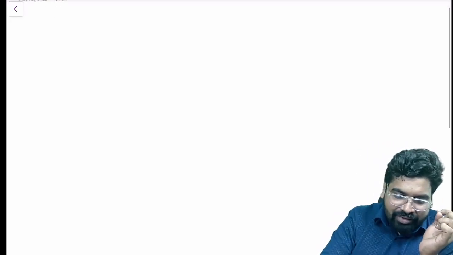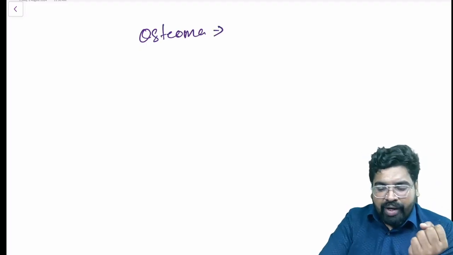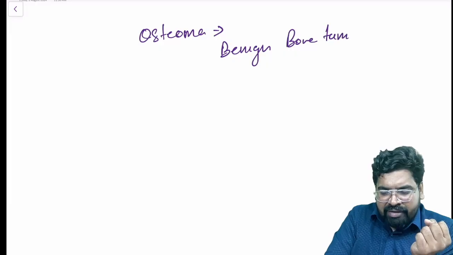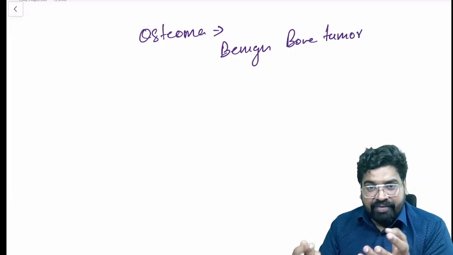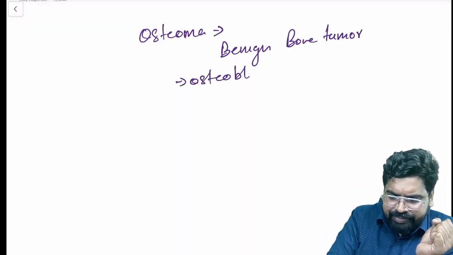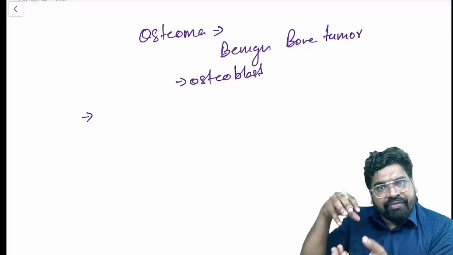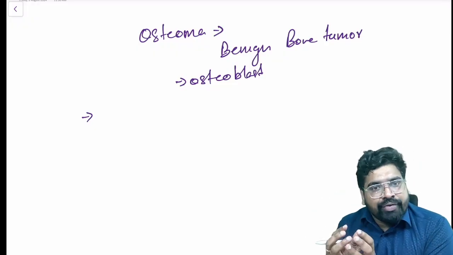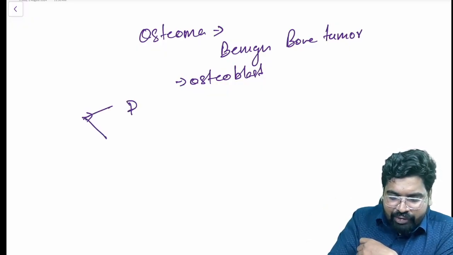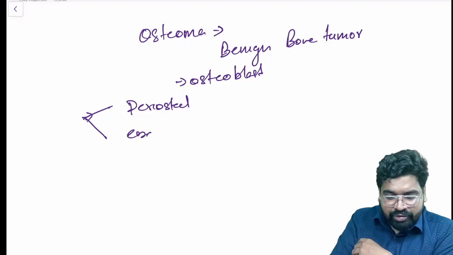The first one is osteoma. Osteomas are benign bone tumors, arising from your osteoblast. Osteoblasts cause this benign bone tumor, and it can come either on the surface of the bone or within the center of the bone. If it comes on the surface of the bone, it is called periosteal, and if it is coming inside the bone, it is called endosteal.